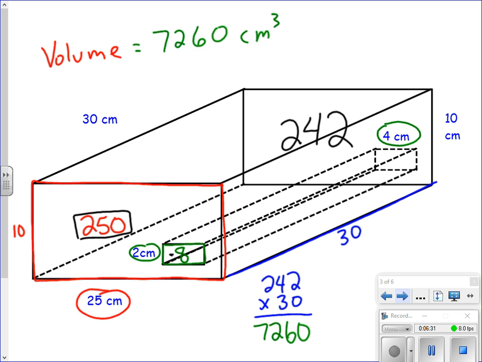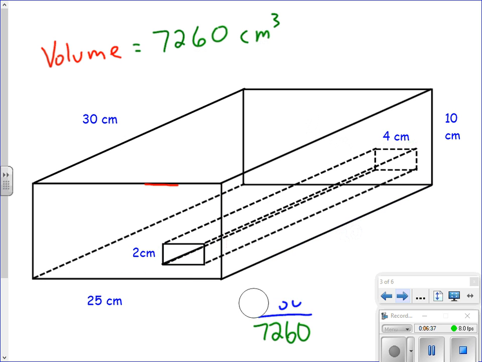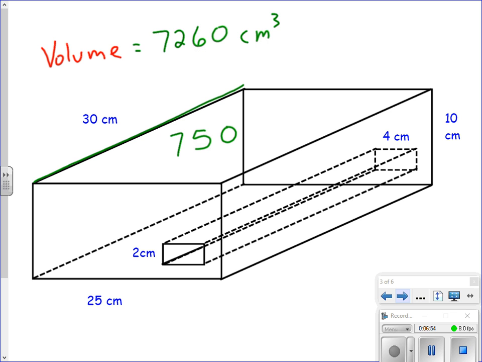Now, if we want to find the surface area, well, we've got a lot of work to do. Most of us know how to find the surface area of the box, the outside panel, so let's quickly do that. That's 30 by 25, so that's 750 centimeters squared. The bottom of the box, I'm going to write it over here, is also 750.